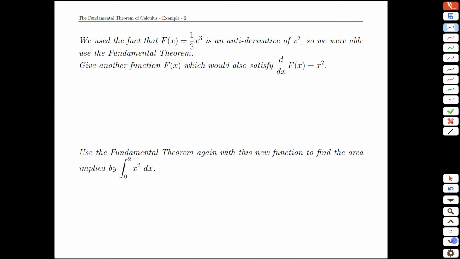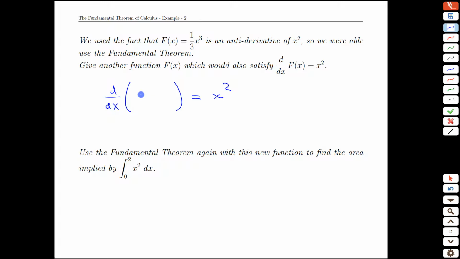Let's explore that a little bit, because there are some edges around here that are worth investigating. We use the fact that this capital F of x function, the antiderivative, was 1/3 x cubed. The question is, is there anything else that we could differentiate and get x squared? What could we put in here and still get x squared back? Well, you can try some things. You could try x to the 4. Well, no, x to the 4 is not going to give us x squared.